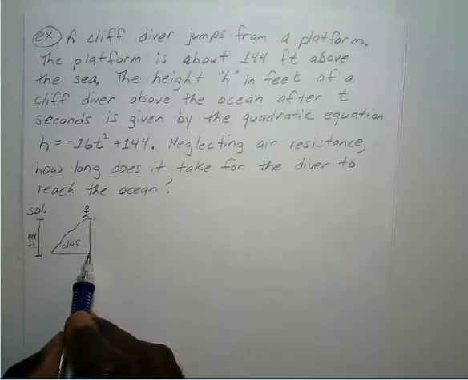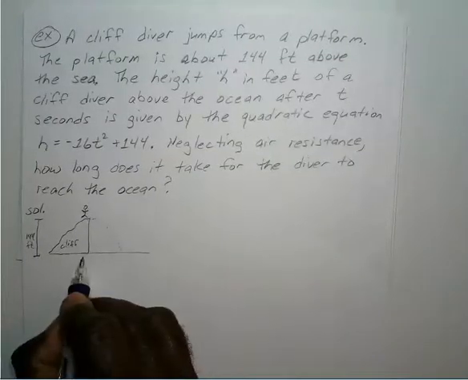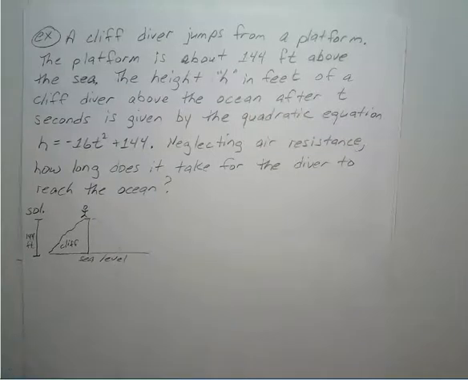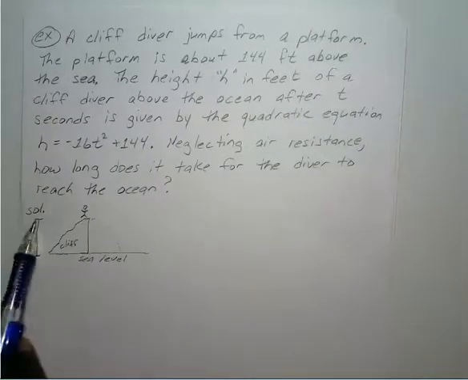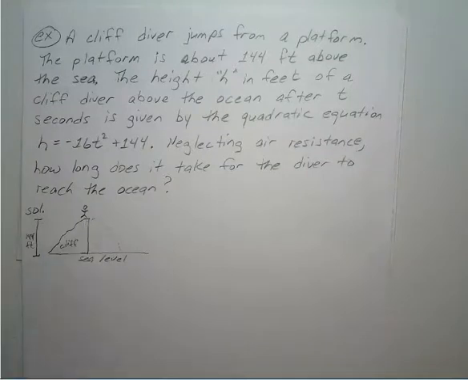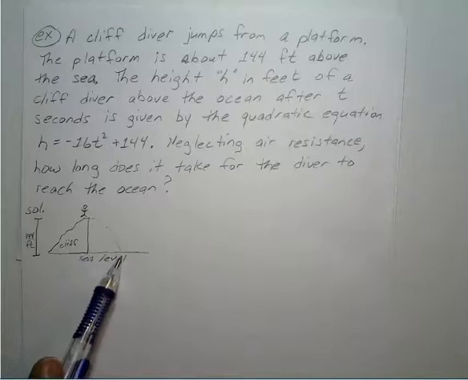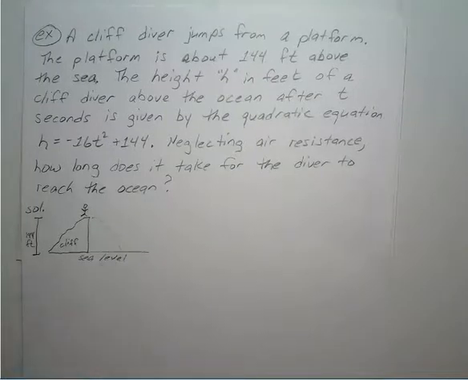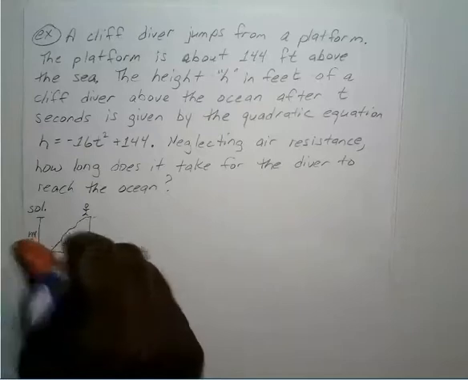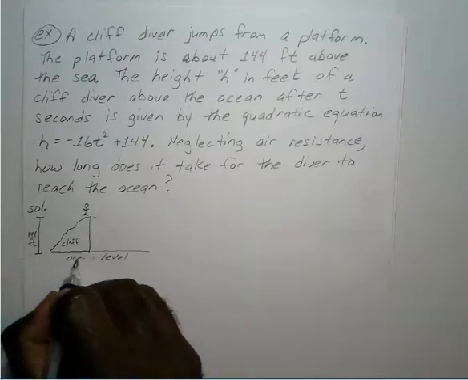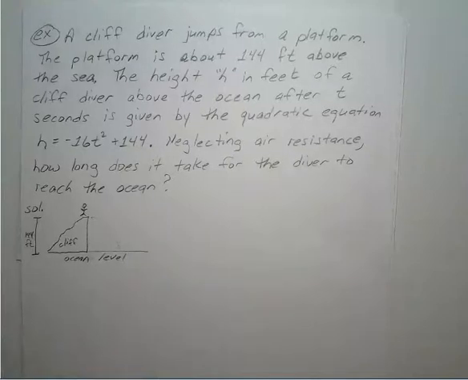And down here, we'll call that the sea level. Okay, so he's 144 feet above sea level on a cliff. So if he jumped off the cliff, we want to know how many seconds it will take before he splashes in the water. Oh, sea level should be ocean level. Not that it makes a difference, but there we go.